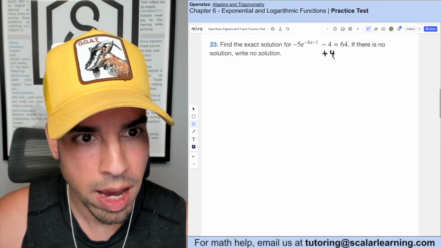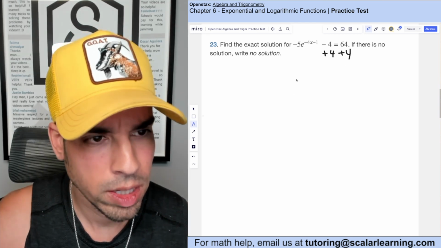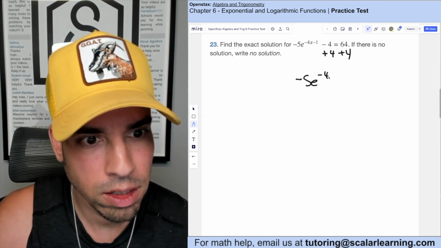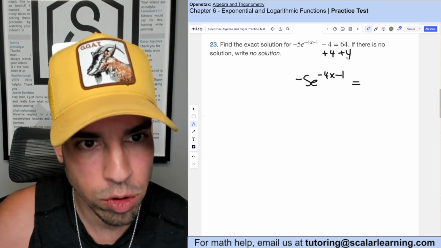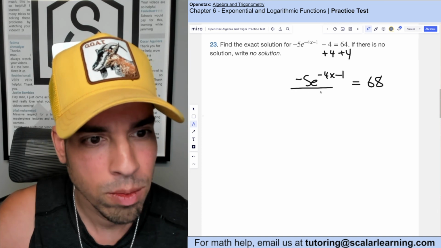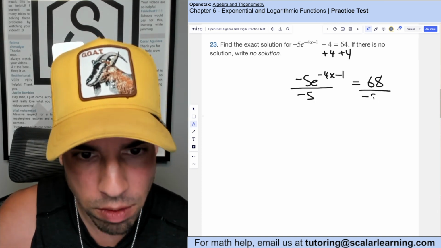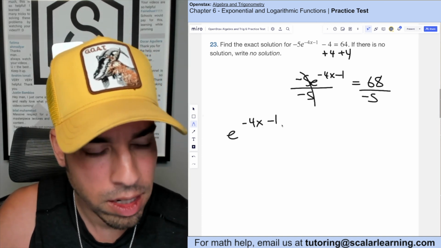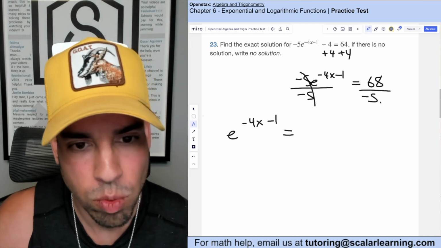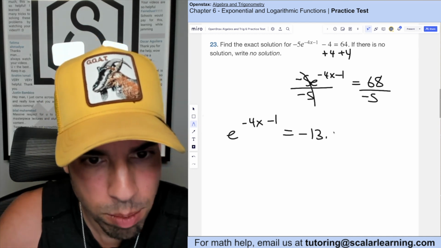For this one, we're going to start by isolating the variable. So we're going to start by adding 4 to both sides, and then we get negative 5e^(negative 4x minus 1) equals positive 68. Then we're going to divide both sides by that coefficient of negative 5. So I'm going to get e^(negative 4x minus 1) equals negative 13.6.